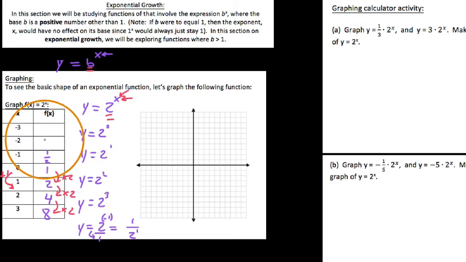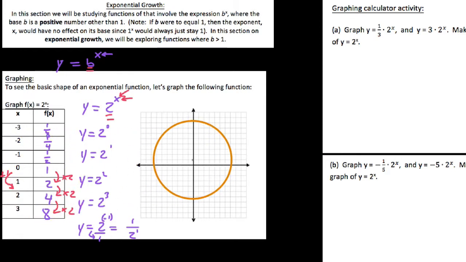2 to the negative 2 is the same as 1 over 2 to the positive 2. It's just its reciprocal. So more generally speaking, when you have a negative exponent, it's the reciprocal of that thing, and then you can just take that thing to that power naturally. Like 2 to the negative 4: well, 2 to the 4 is 16, so 2 to the negative 4 is 1/16.